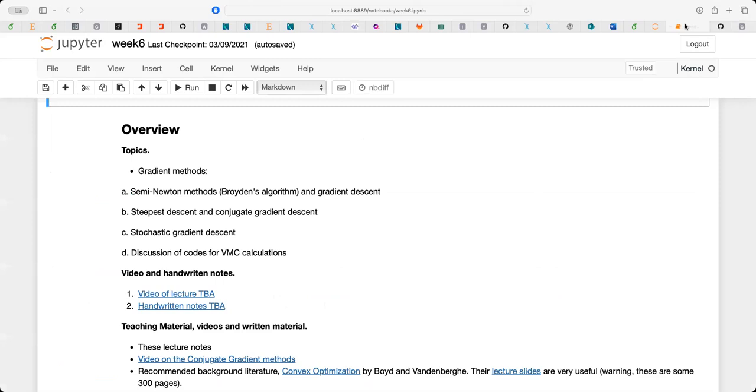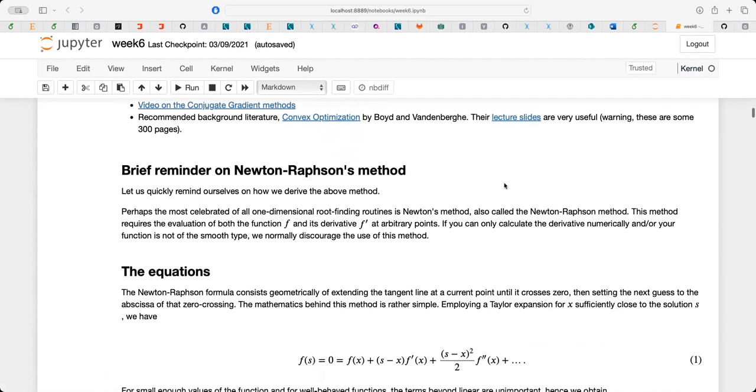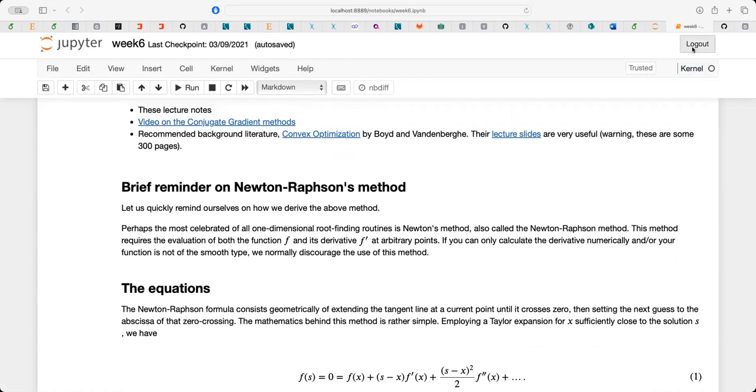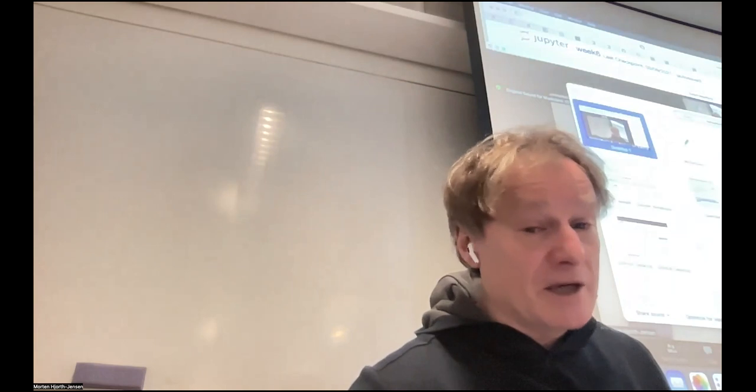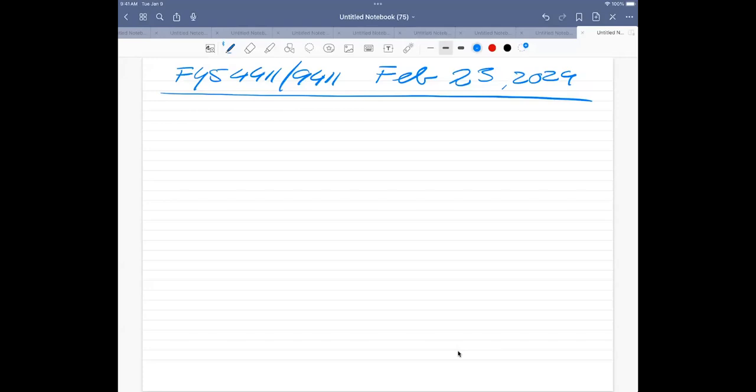Before we jump into the Jupyter notebook again, we are going to quickly remind ourselves of some of the technicalities. Then we're going to look at some simple cases and runs which we can make, and look at the pros and cons of some of the methods which we will implement. So let's do a quick reminder.